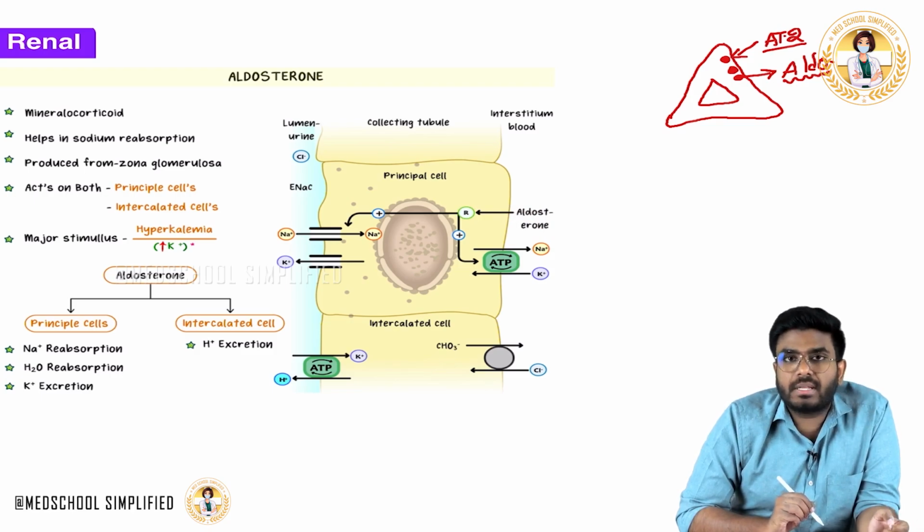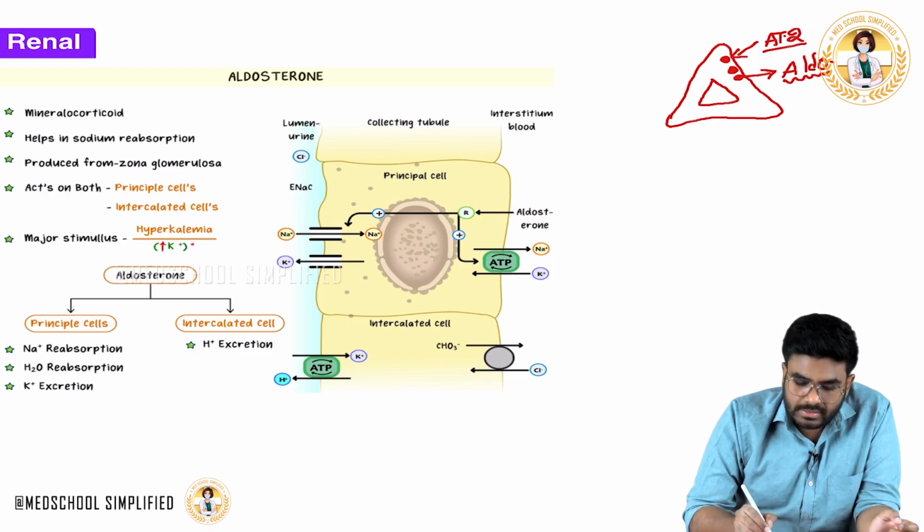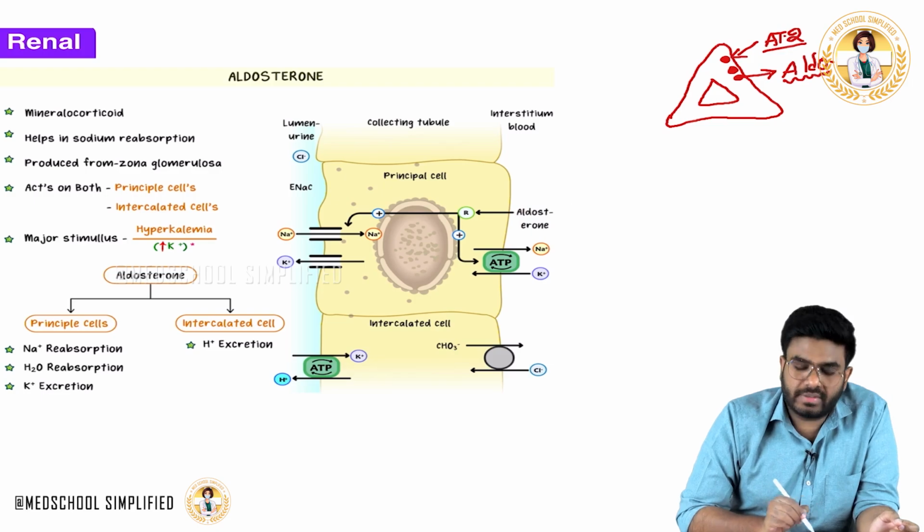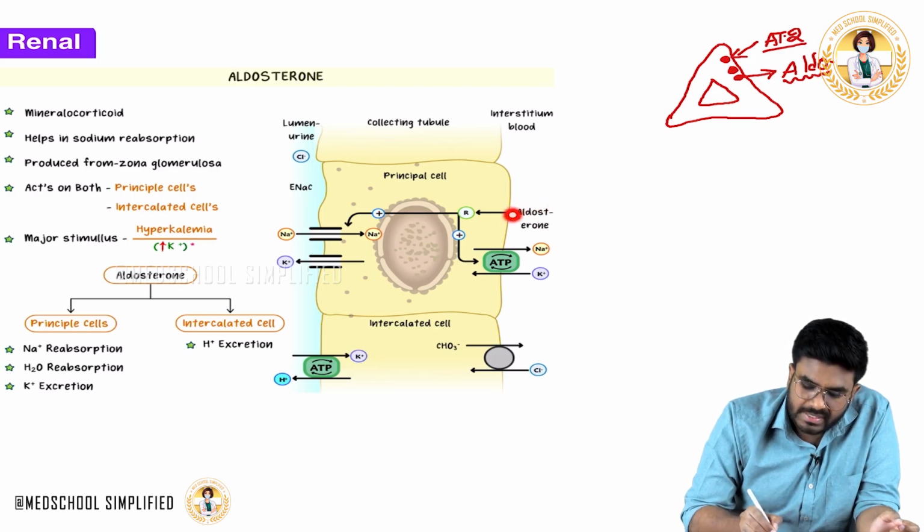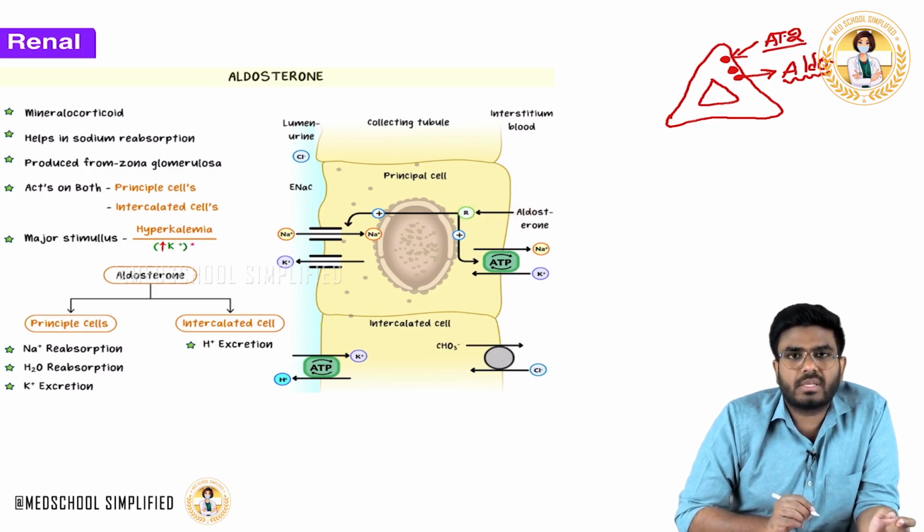Now my question is, the receptor for this aldosterone is present where? The aldosterone receptor is present in the cytoplasm. See, here is the cytoplasm. This aldosterone is acting on the cell. It is crossing the cell membrane, and now it is coming and binding to its receptor which is present in the cytoplasm.